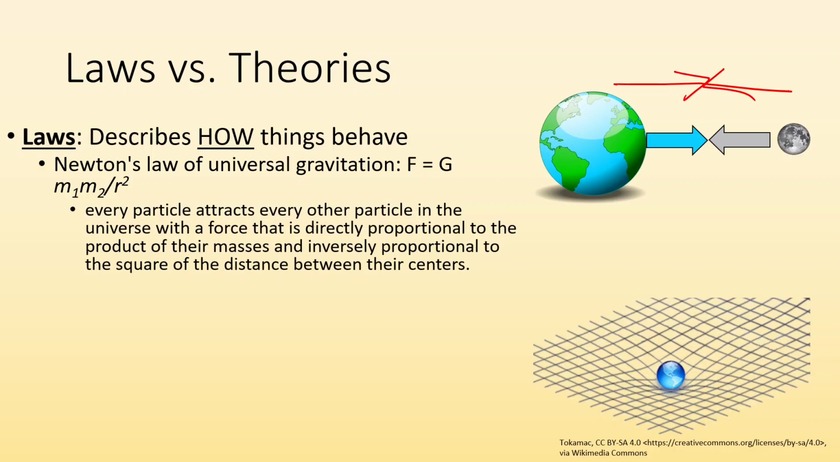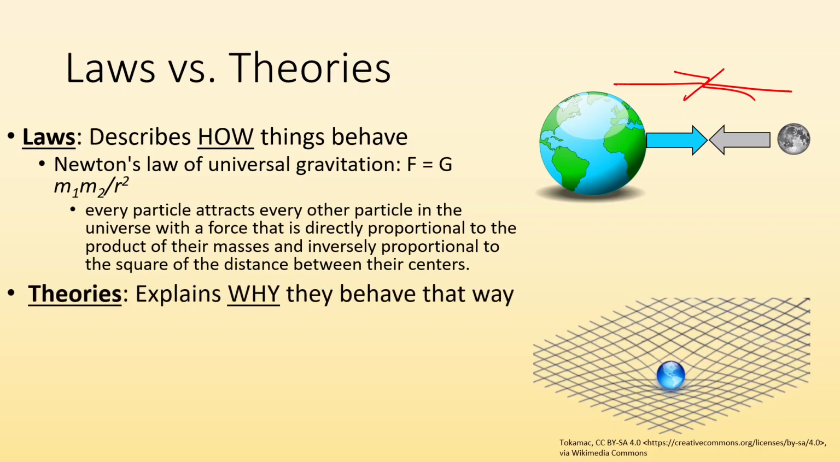Put into words, every particle attracts every other particle in the universe with a force that is directly proportional to the product of their masses and inversely proportional to the square of the distance between their centers. It's basically just saying, hey, we look at all these objects and this is what we see. We're describing how things behave. What a scientific theory does is it tries to explain why they behave that way.